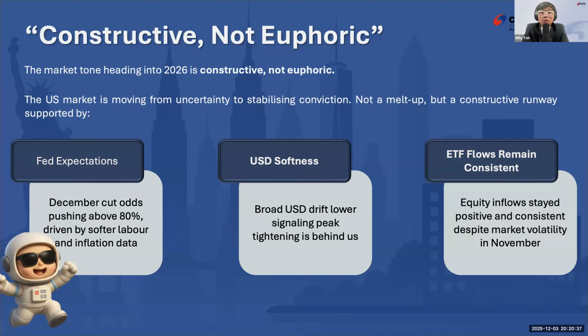And then we have also seen US dollar softness so far this year. I think it's something that Trump has consistently said, that the dollar needs to be weakened, needs to be at a more moderate level in order to encourage manufacturing in the US as well as exports. Of course, the ETF flow, which we'll highlight a bit more later, shows that it has consistently been positive, despite some of the volatility we saw in November.